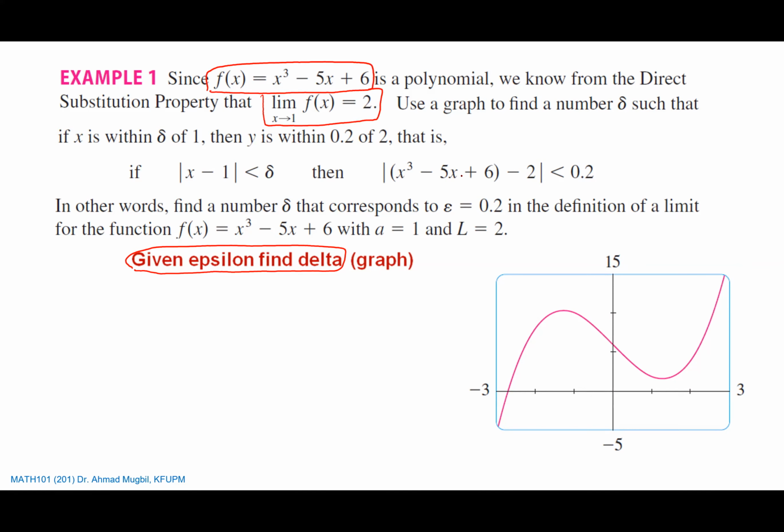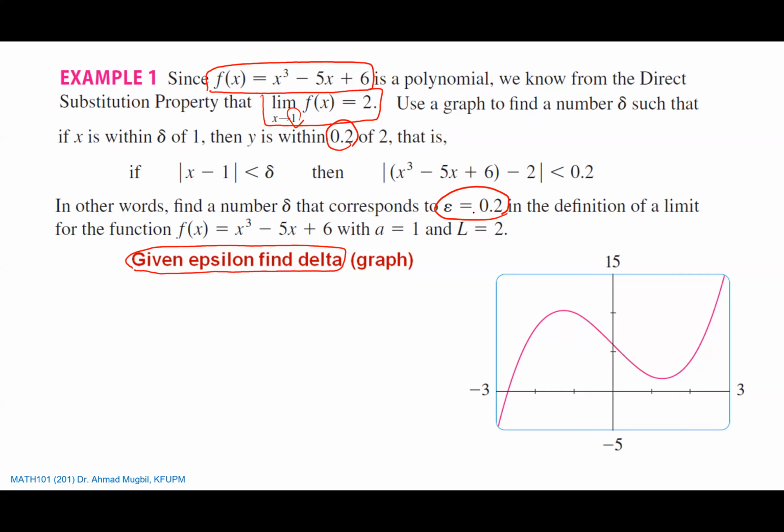What you have more is that you need to find the number delta such that if x is within delta of 1, y is within 0.2 of 2. 0.2 is epsilon. I want my function to be within 0.2 of 2, meaning it should be away from 2 by 0.2 more or 0.2 less. In other words, find the number delta such that for epsilon equals 0.2, we need to find a delta.